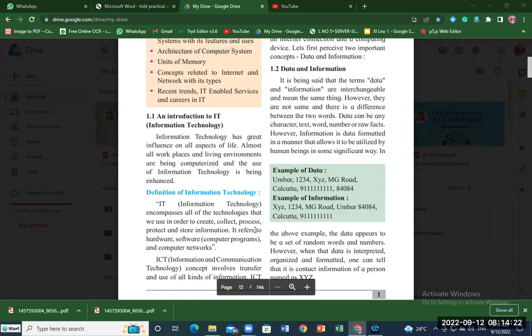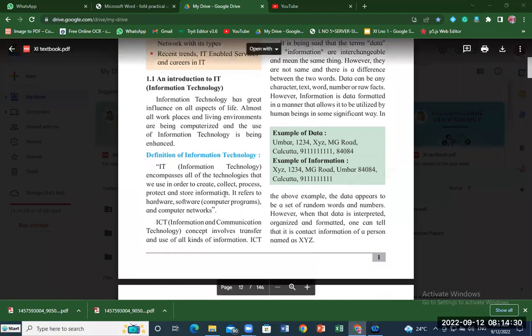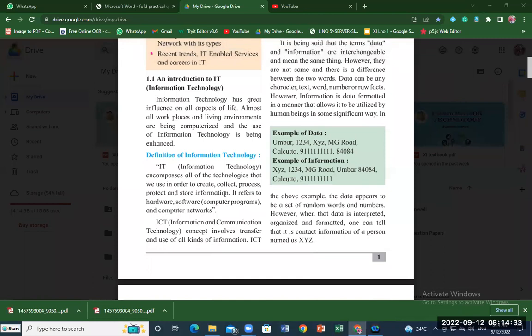So creating information, collecting information, processing the information, protecting and storing the information. So I am creating something. For creating something, I need to collect the data that I require, then I'll be processing it. After processing, I create something. After creation, I need to protect and store that information. Correct? So for doing all these things, I require technology.